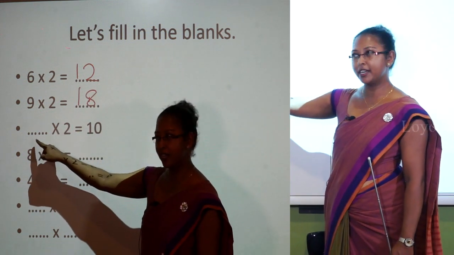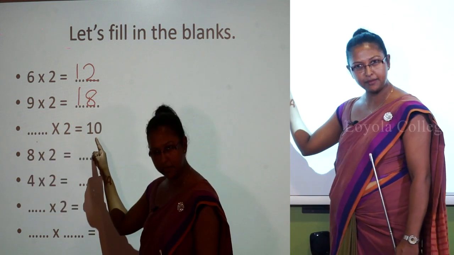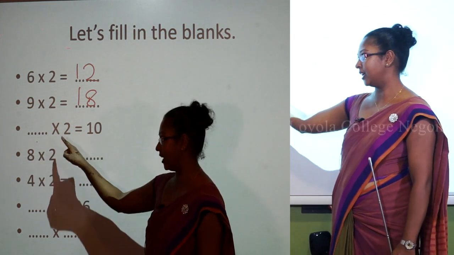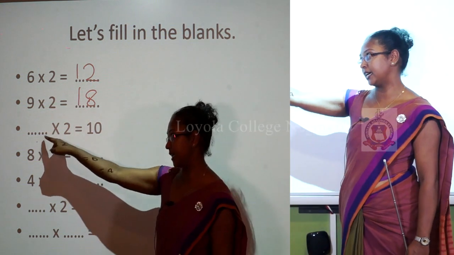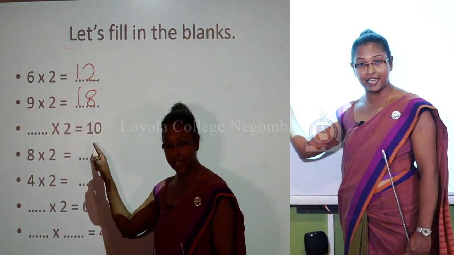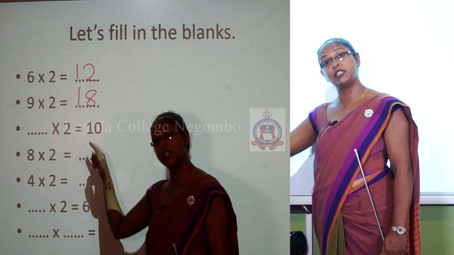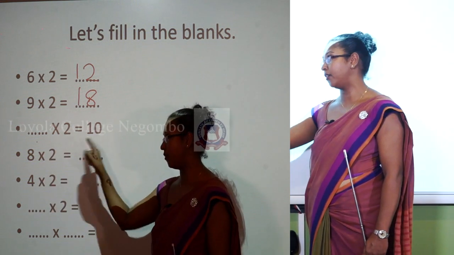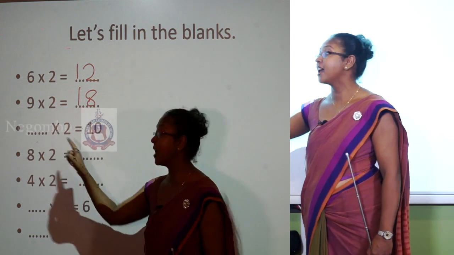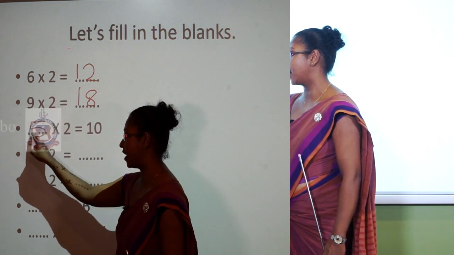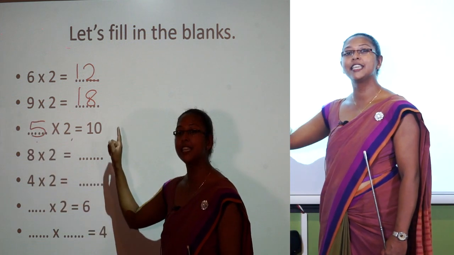And now, what comes here? Is it 2 times 10? No, here 2 equals 10. That means, how many times 2 is 10? When you get the answer, in which number do you get 10? That is 5. Very good. 5 times 2 is 10.